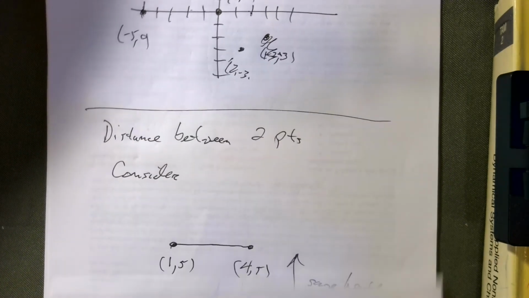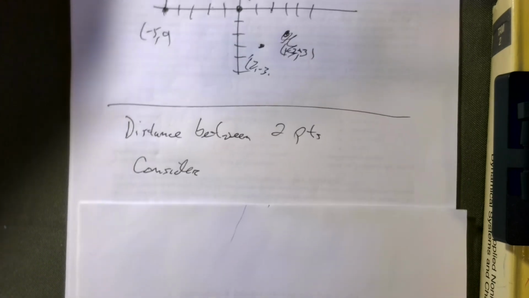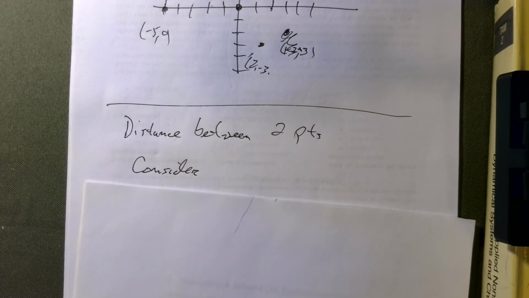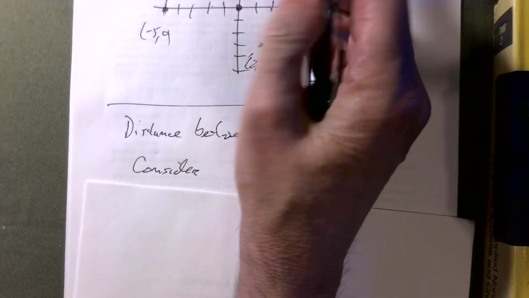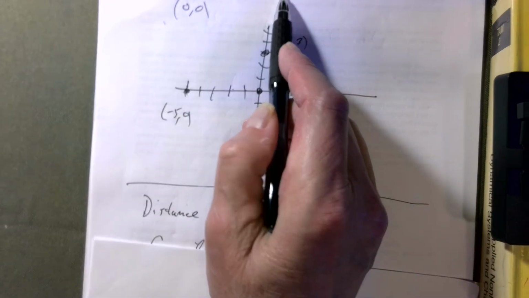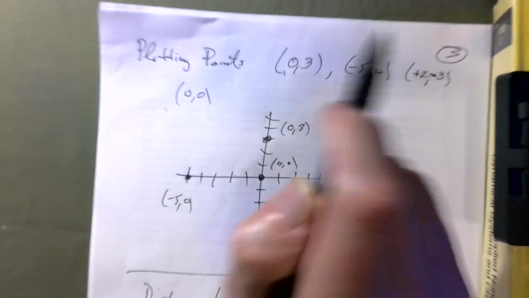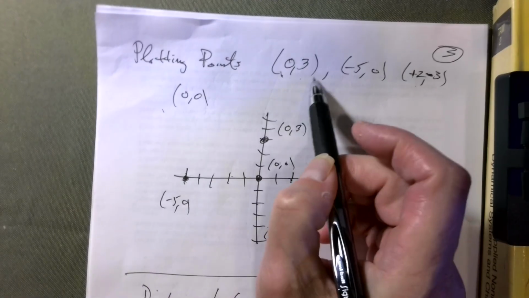And so that's how we plot points. So the first number is the independent variable. The second number is the dependent variable. So this is your independent variable. This is your dependent variable.